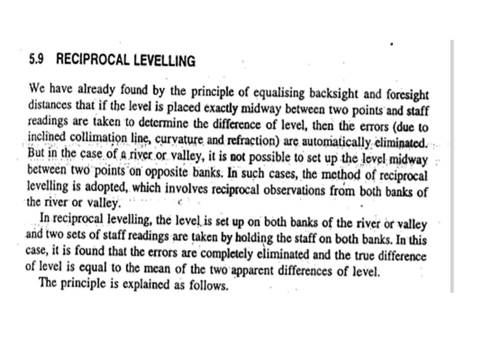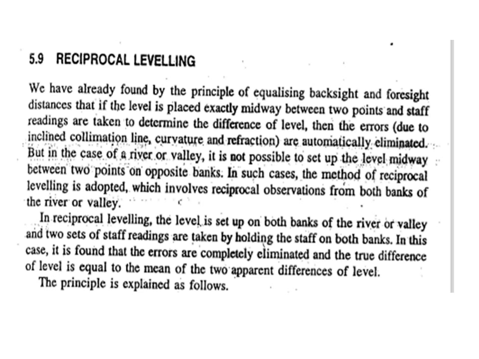We have already found, by the principle of equalizing backsight and foresight distances, that if the level is placed exactly midway between the 2 points and staff readings are taken to determine the difference of level, then the error due to inclined collimation line, curvature and refraction are automatically eliminated. But in the case of a river or valley, it is not possible to set up the level midway between 2 points on opposite banks. In such a case, the method of reciprocal leveling is adopted, which involves reciprocal observations from both banks of the river or valley.